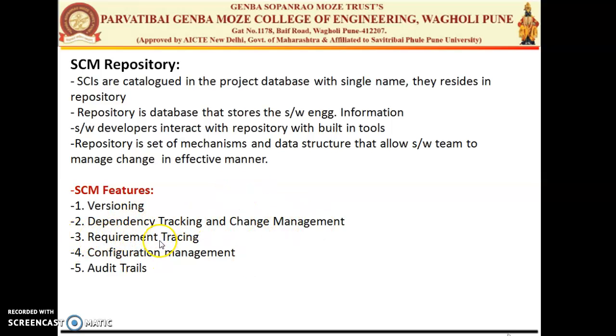Then requirement tracing is there. Requirement tracing provides the ability to trace all the design components and the release. This tracking, resulting from a specific requirement, is called forward tracing. The fourth one is configuration management, which is the facility to keep track of the various configurations under development. And the last one is audit trails.